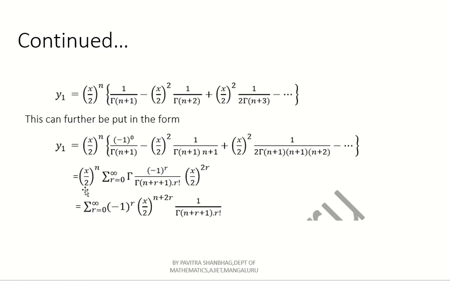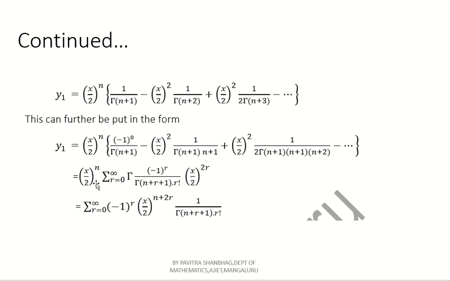x by 2 power n summation r from 0 to infinity, minus 1 power r divided by gamma n plus r plus 1 into r factorial. There is no gamma here, it is misprint. Gamma n plus r plus 1 into r factorial, x by 2 power 2r. See, how will you write this in the form of expansion? Say, put r equal to 0, it will give this one. Put r equal to 1, it will give this one. Put r equal to 2 means x by 2 power 4. Here it should be 4. By mistake it is misprinted. It should be 4. Now what you will get at the end?